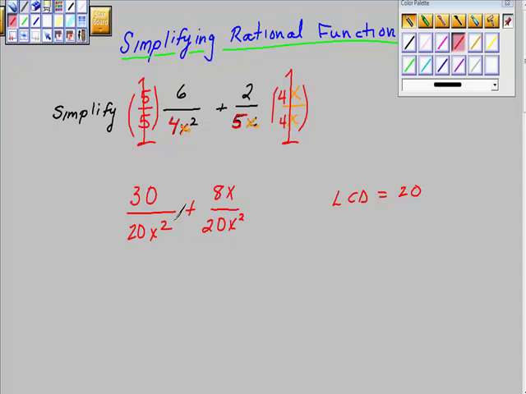And look, we have common denominators. We have a denominator of 20x squared down here and a denominator of 20x squared down here. So we have a common denominator. We don't add denominators. So we're going to have a denominator of 20x squared.